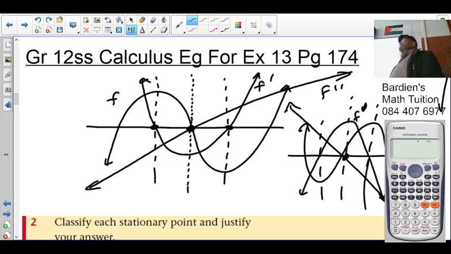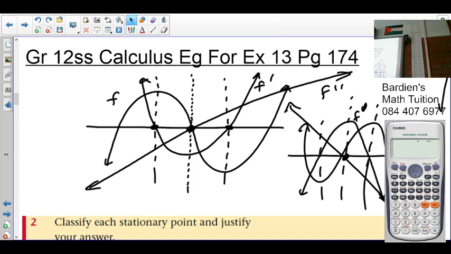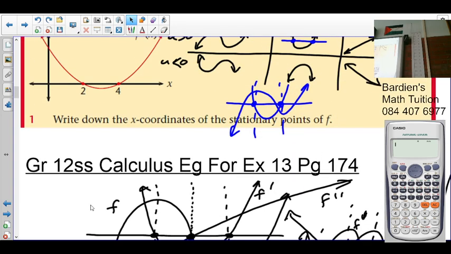Is the point of inflection also the turning point of the first derivative? Yeah, it's the axis of symmetry of your first derivative. It forms the x coordinate of the turning point. Any other confusion? Very important to notice.